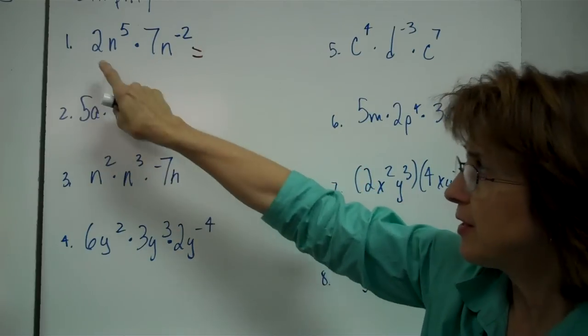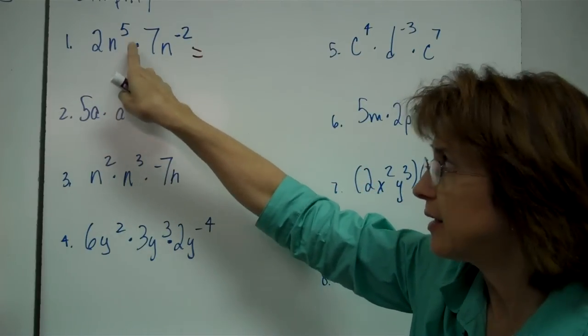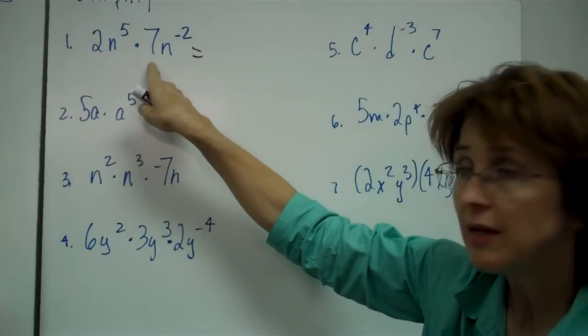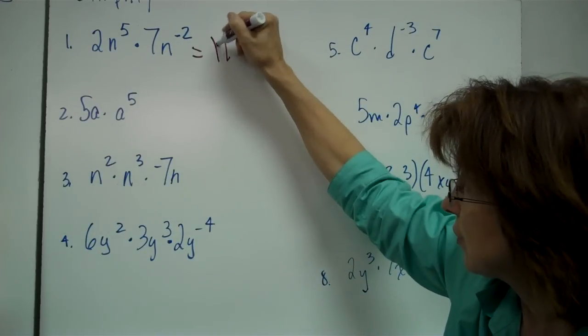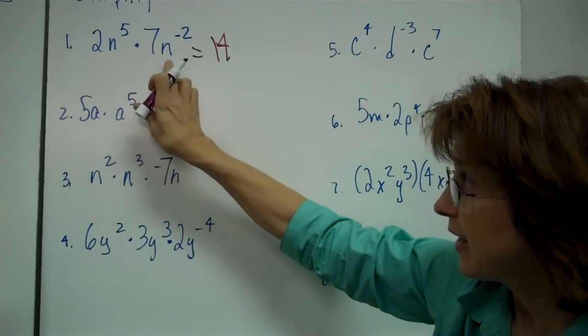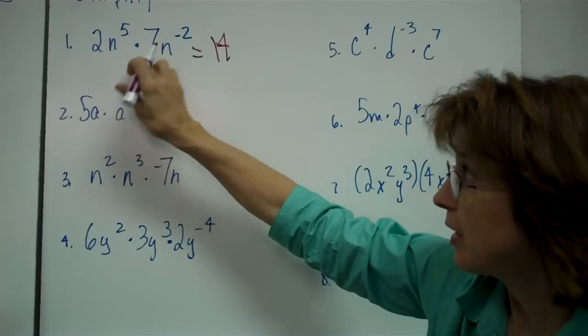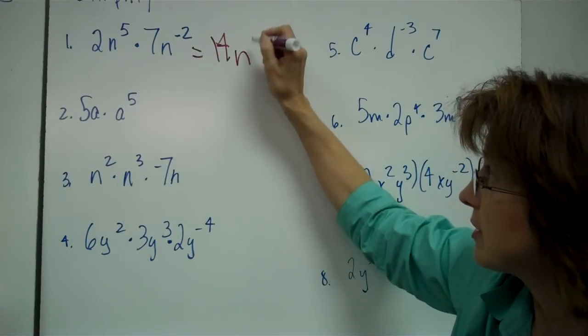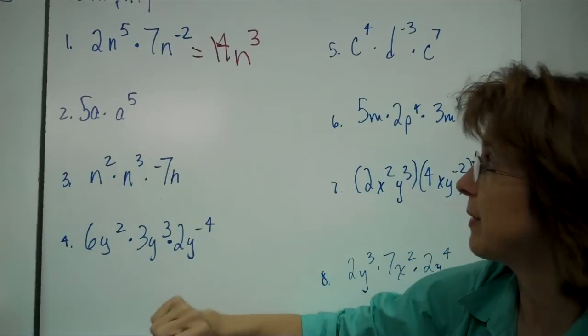So first thing, this is just 2 times that n times 7 times this other n. Okay? Well, I know how to do 2 times 7. That's 14. So you have 14, and then that n and that n are the same base. I'm multiplying, so what do I do to my exponents? 5 plus a negative 2, or 5 minus 2, is 3.